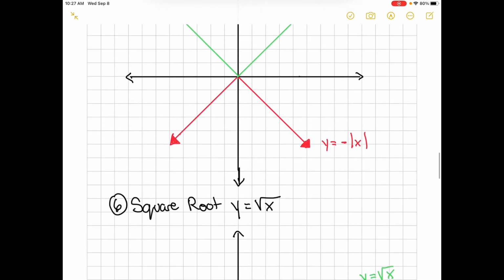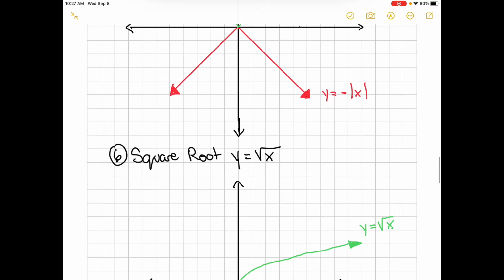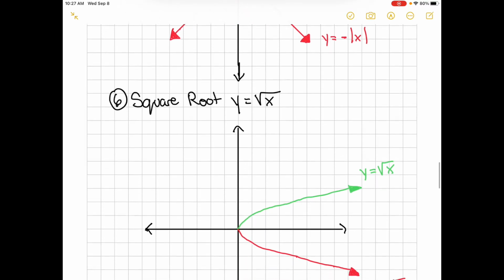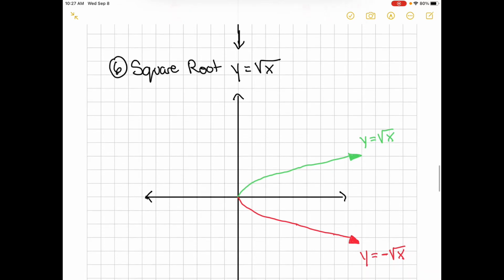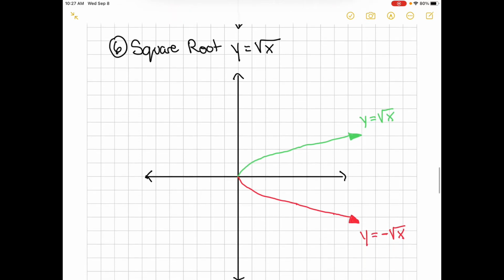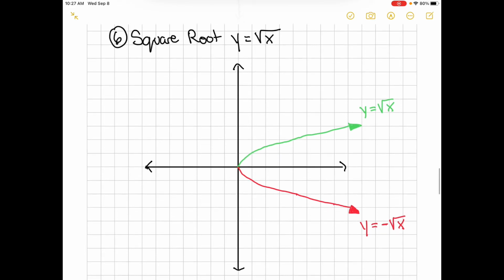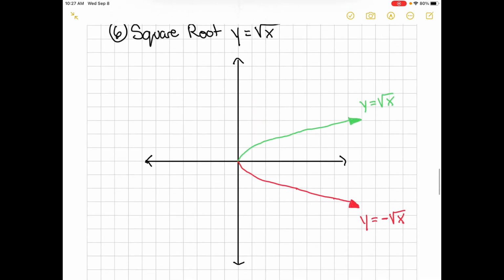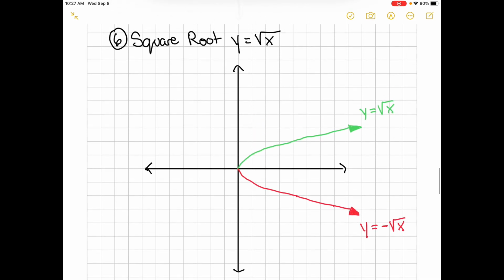And then your square root function, y equals the square root of x. The green one is the positive one, the red one's the negative one. Alright, those are your 6 parent functions. So get those copied in your notes.